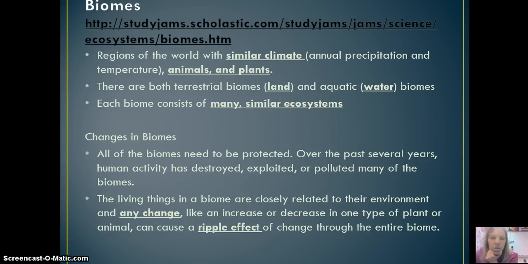We are going to start today by just reviewing briefly about biomes. Again, biomes are an area on Earth's surface that have very similar climate patterns, as well as the animals and plants that live there are also similar. So, a biome is comprised of many similar ecosystems.